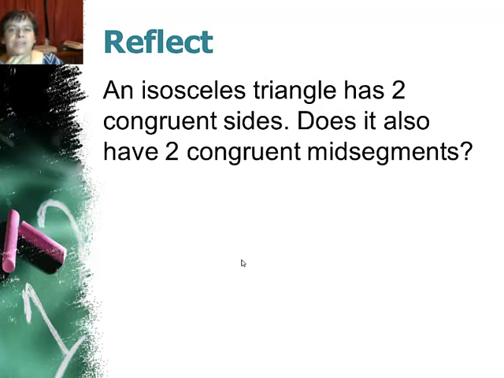Now I'll leave you with this reflection. An isosceles triangle has 2 congruent sides. Does it also have 2 congruent midsegments? It might help you to go ahead and draw an isosceles triangle and make sure that you draw all 3 midsegments.